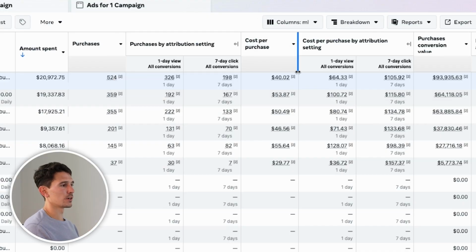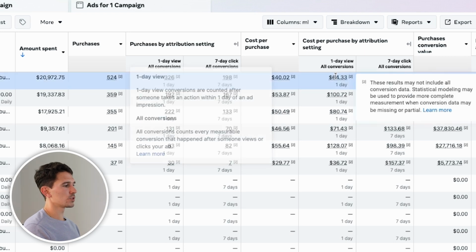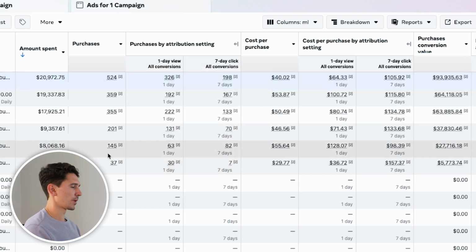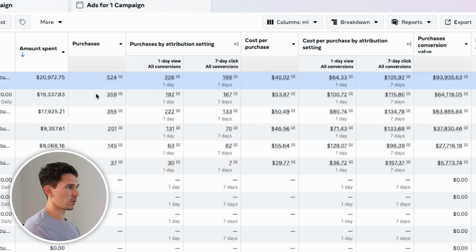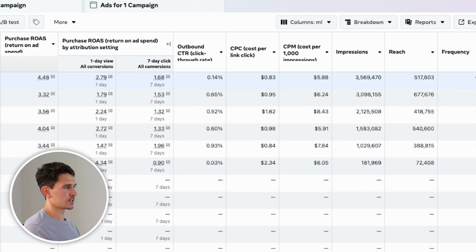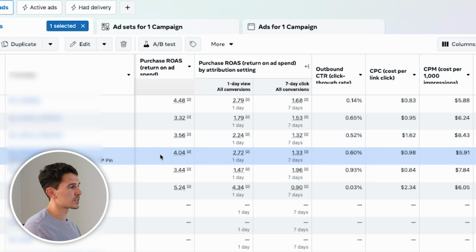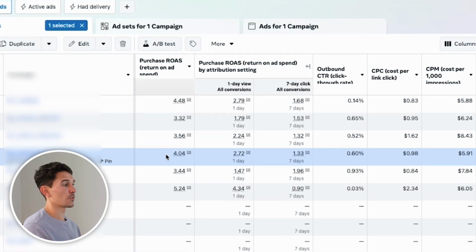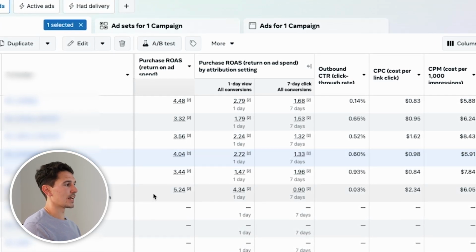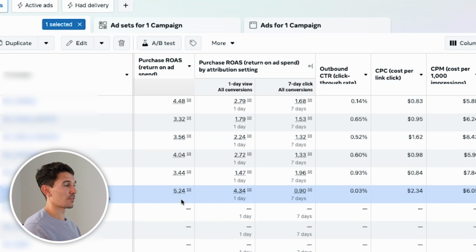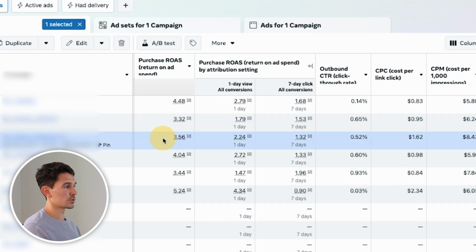What I want to do here is look at these on a 7-day click versus a 1-day view. You can see very clearly when we look at this whole account by overall cost per purchase, if we go over to ROAS here and we were just trying to make optimizations based on our return on ad spend, you'd probably consider pushing more into this campaign because it has a 4 return on ad spend, and you definitely want to push into this campaign where it has a 5.24 return on ad spend. You want to pull out of this and reduce here and reduce here.